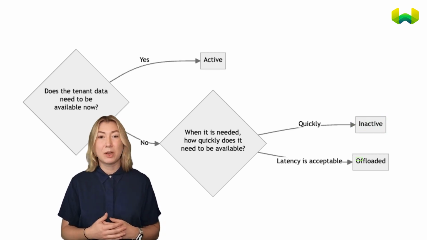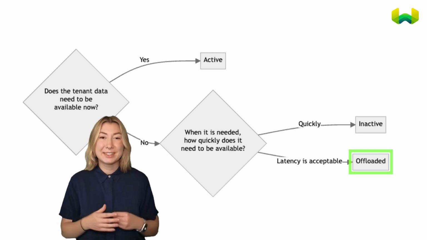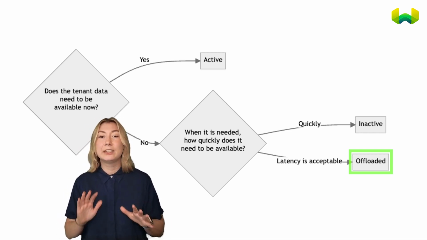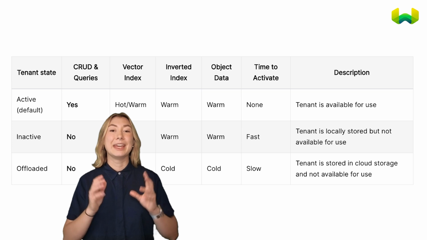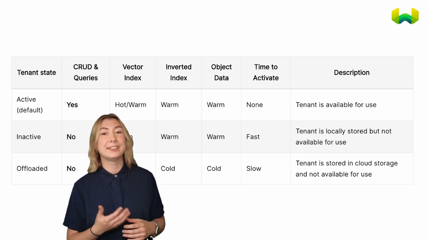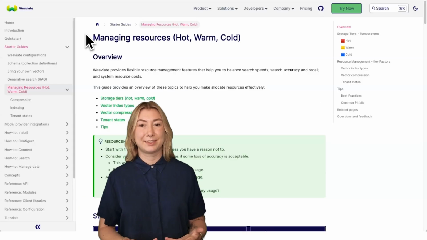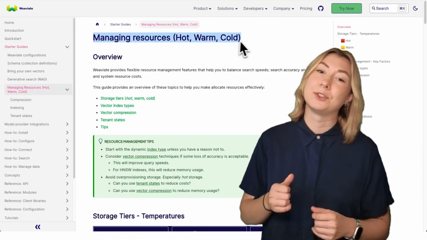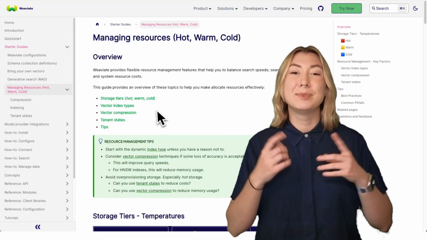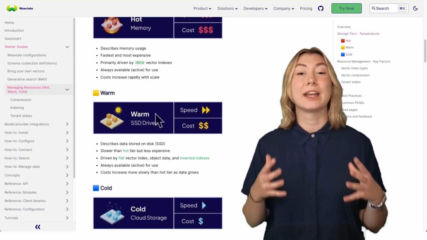Otherwise, the tenant can be offloaded to cold storage, which means it's not available for use and can take a little bit of time to be brought back to active. It might be a good strategy to deactivate tenants that are not frequently accessed and offload tenants that are rarely accessed. The flexibility here in all the different storage types and resource management helps us support you in building all different kinds of use cases.